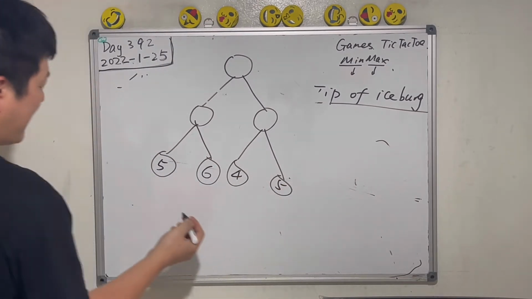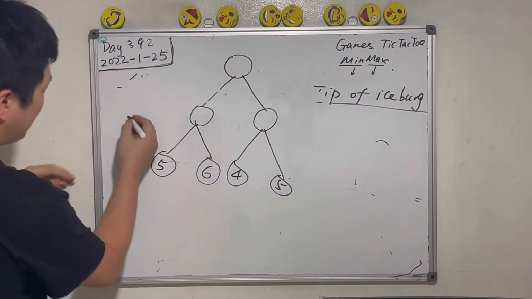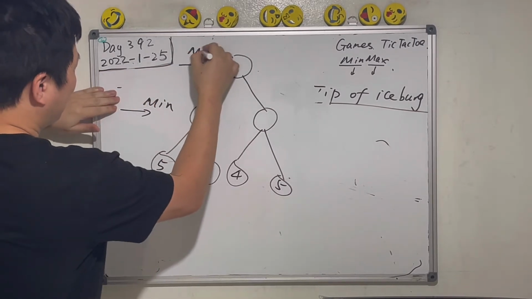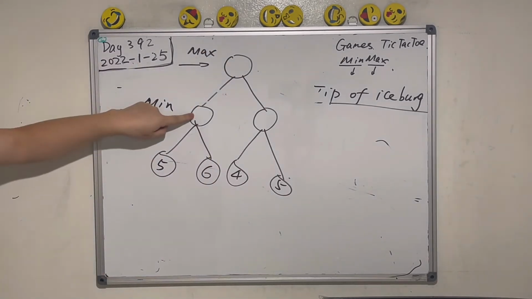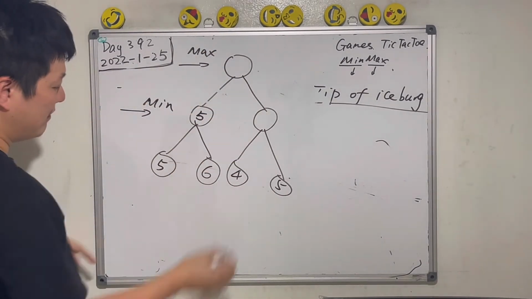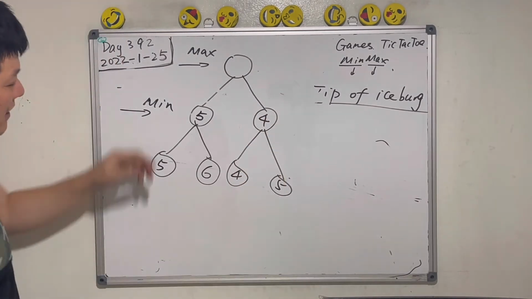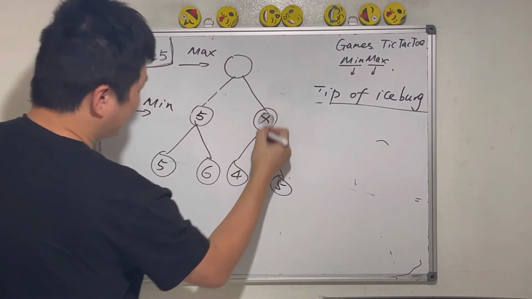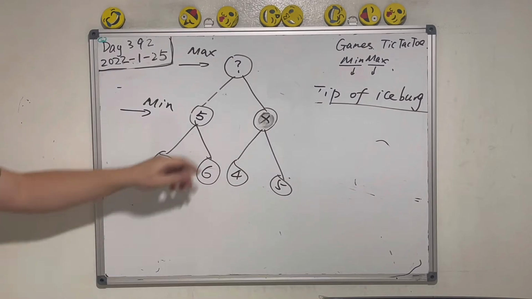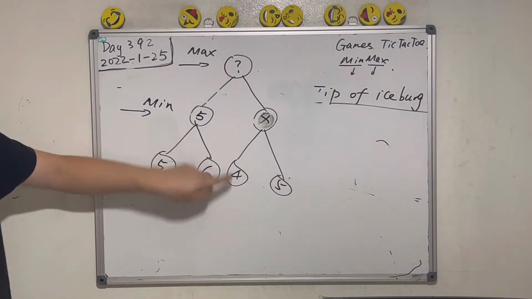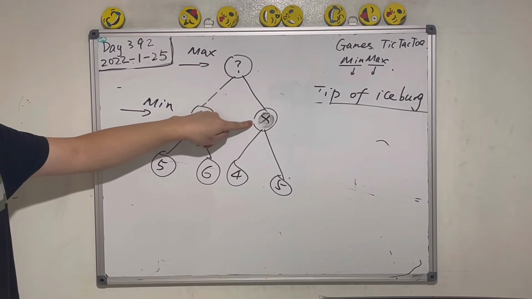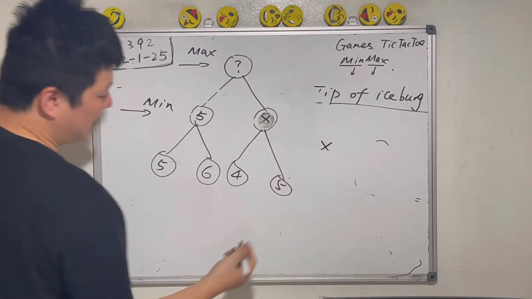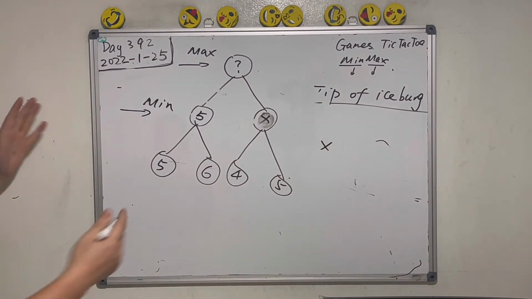4, 5, and then we are trying to minimize here, and then maximize here. So what's the value here? 5. Okay. 4. Okay. Again, 5. I'm trying to maximize here. So this is x, this is a question mark. We're trying to minimize here, and I know there's a 4. So what's this value? X is 4 or less.